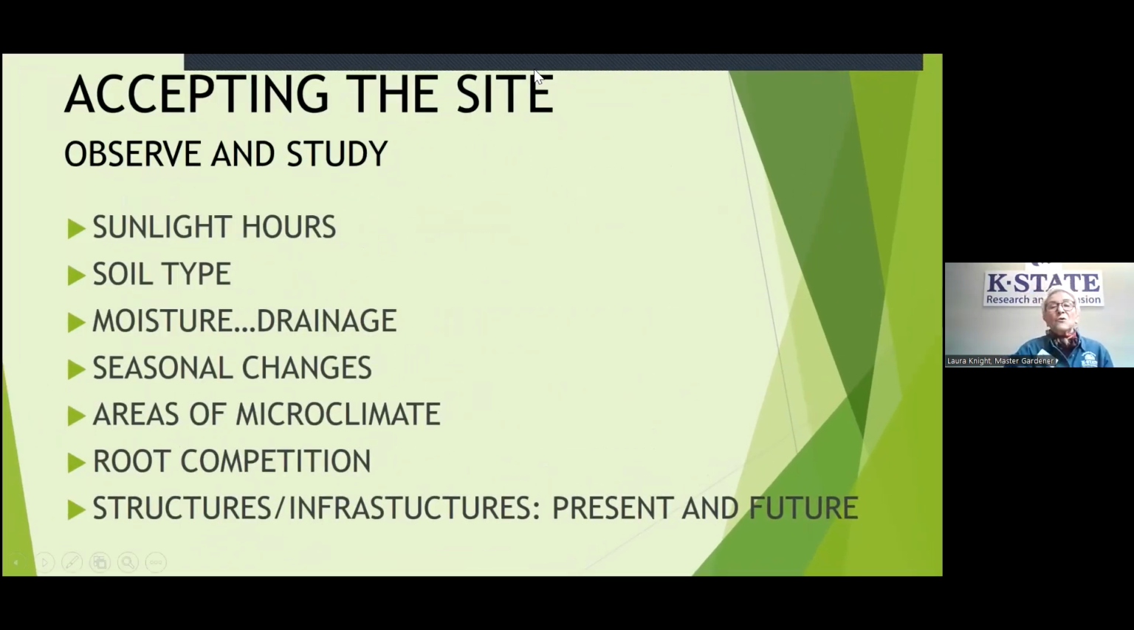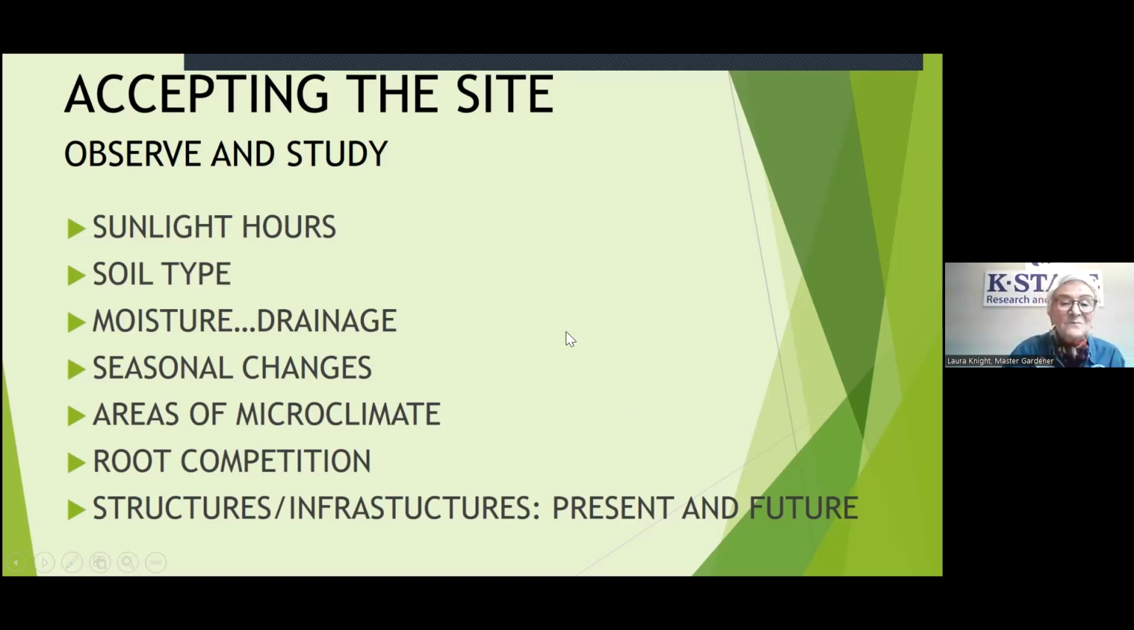The first thing that you're going to do when you decide to do this type of planting is accept the site of that garden that you have or that you're going to start. You're going to observe and you're going to study the light hours. And you know what? Until the last 3 years, I never really knew my light. Now I know. And I can see the errors that I made just because I didn't know that that tree would project shade over that area, even though everything else was wonderfully lit.